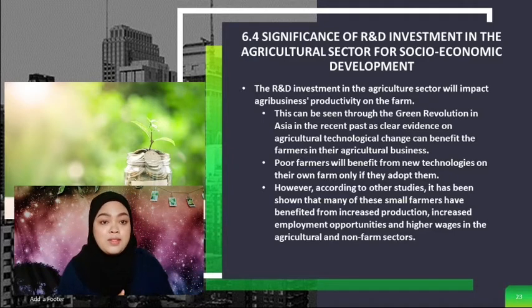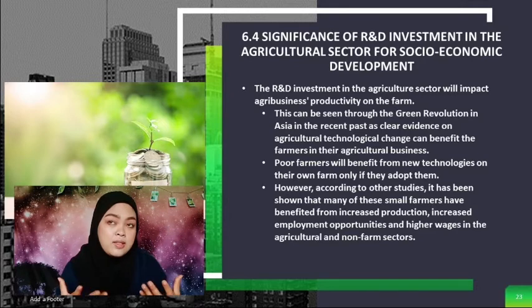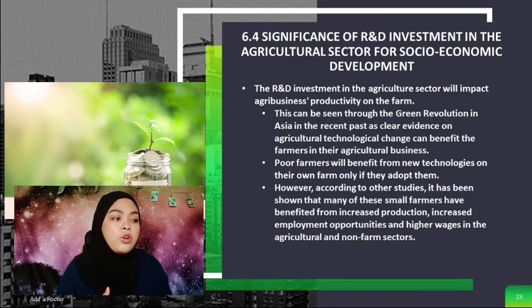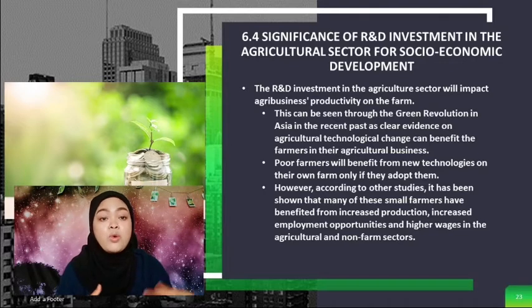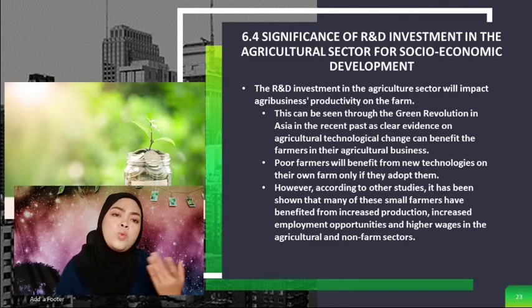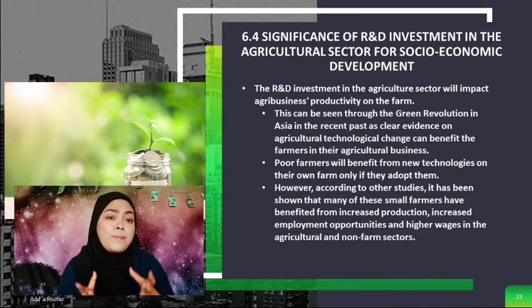However, in some studies, it is reported that this Green Revolution in Asia also simultaneously helped the poor farmers by benefiting them in terms of increased production and increased employment opportunities. We can attract new farmers, okay? Whoever has a large capital can attract new farmers so that the higher wages in the agricultural sector and non-farm sectors can also be increased by the Green Revolution in ASEAN. I mean to say that when we are conducting the R&D activities, we not only benefit such businesses, but we benefit at large in terms of socio-economic development.